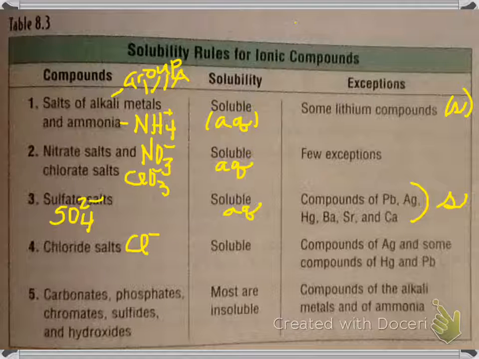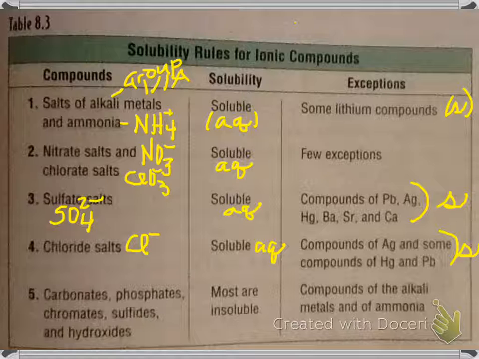Right, chloride is just Cl -1. Again, we're saying that they are soluble, so that means they should get an aqueous. Now, again, we have some exceptions here. Compounds of silver, all compounds of silver chloride are insoluble, and some compounds of lead and mercury. So again, what this means is that we're going to put a solid for these.